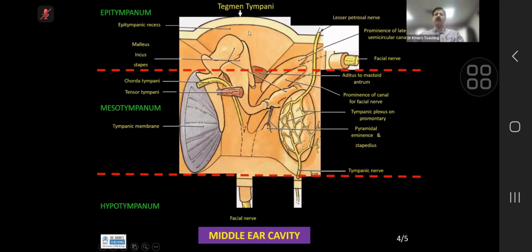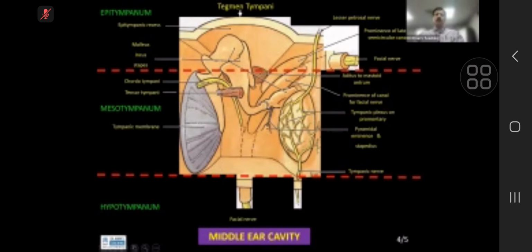Superior to that will be the epitympanum. This is the mesotympanum, also known as the middle ear cavity proper. And this is known as hypotympanum. Hypotympanum is nothing. It is just empty, just a trough in the floor, nothing more than that. So don't worry about it. Just remember that below the hypotympanum will be the jugular foramen. Now, so this is mesotympanum, epitympanum, and hypotympanum, which is not important.